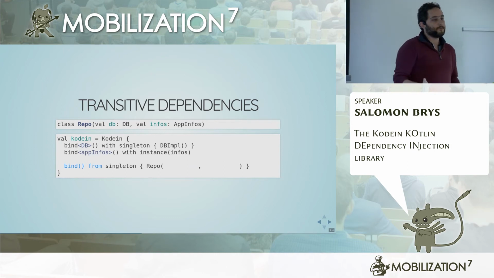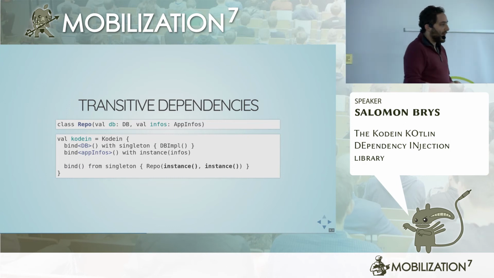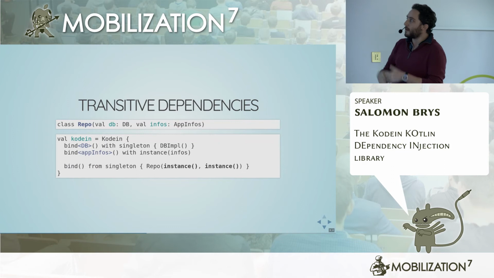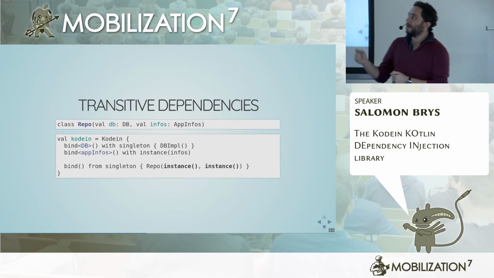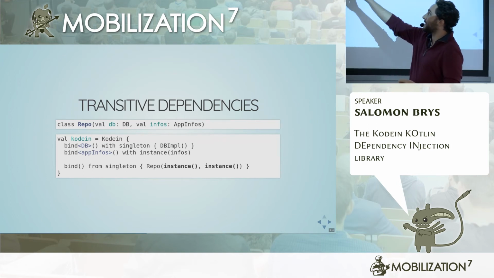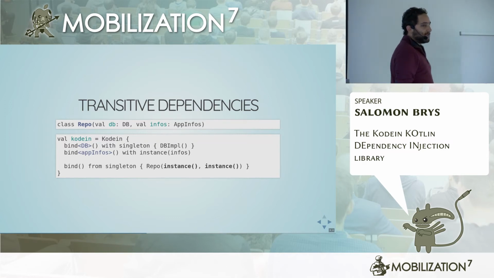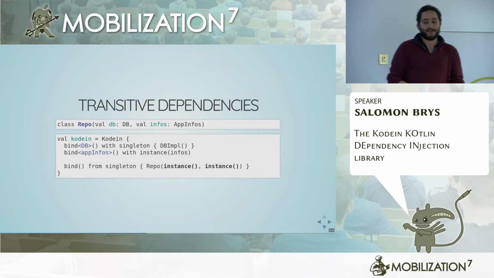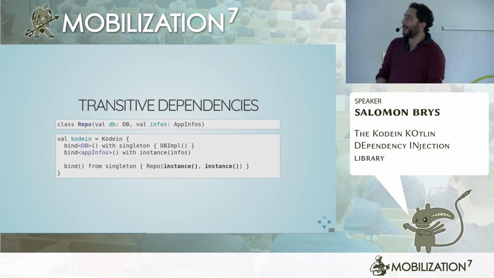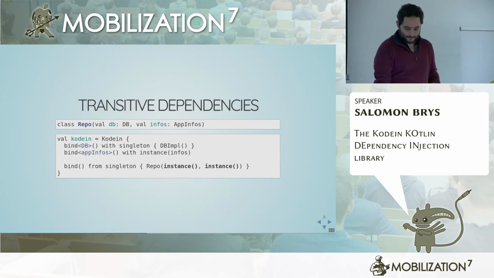Well, the answer is very simple. You want instances, so ask for instances. And because of the reified generics, the compiler will understand that the first instance is an instance of database, the second instance is an instance of appinfo. No reflection is used there. It is the compiler that will infer at compile time the types that are needed.